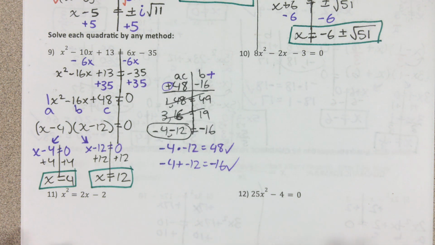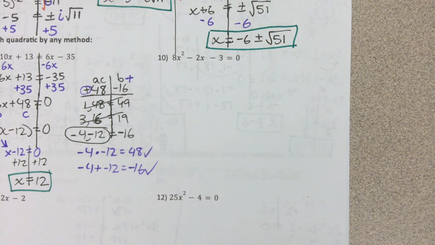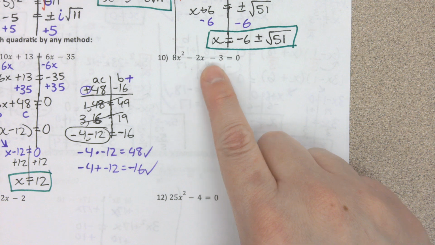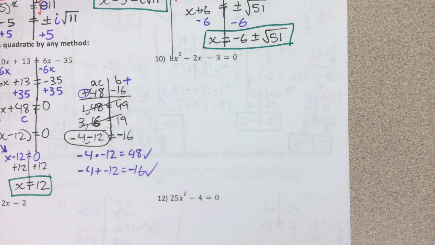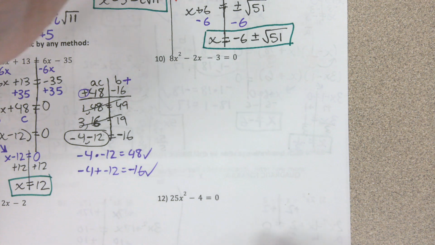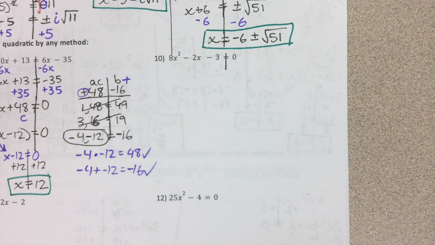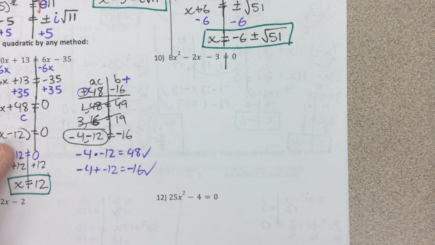Number 10. 8x squared minus 2x minus 3 is equal to 0. So, this is already equal to 0. That's good. I don't have to worry about moving things around. Now let's look at our options.